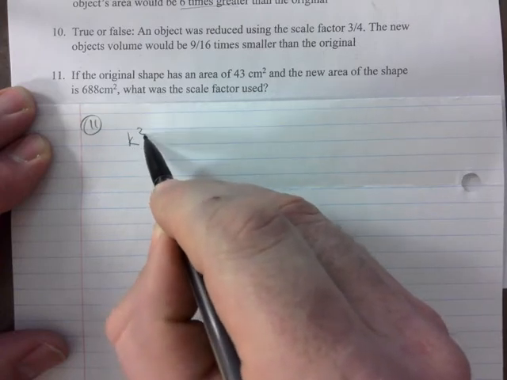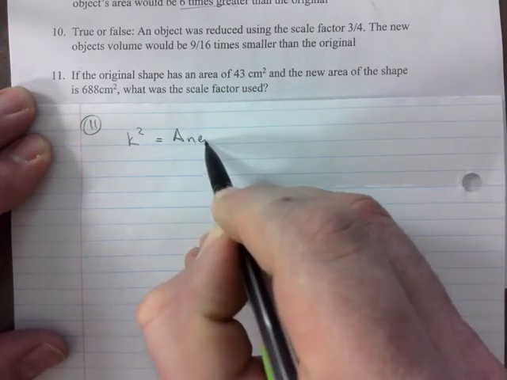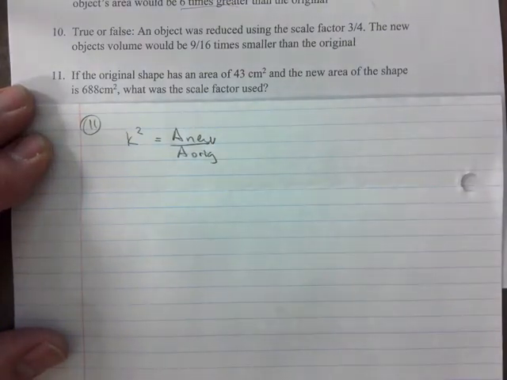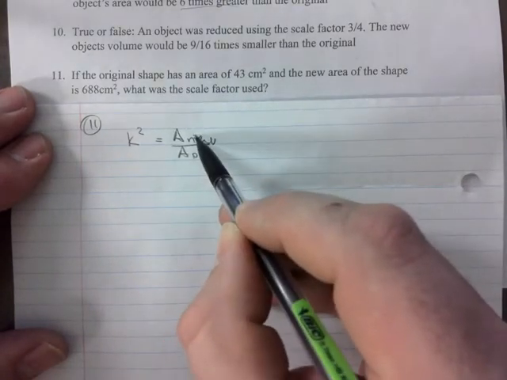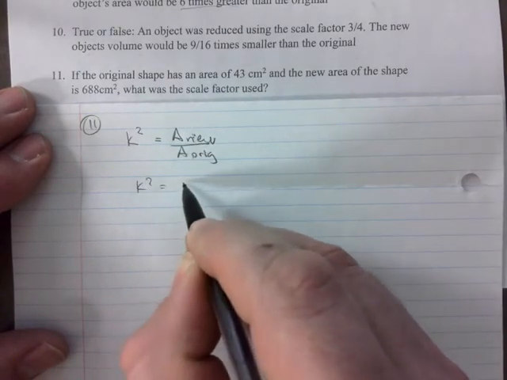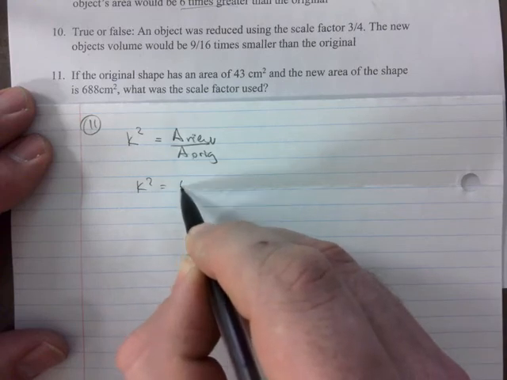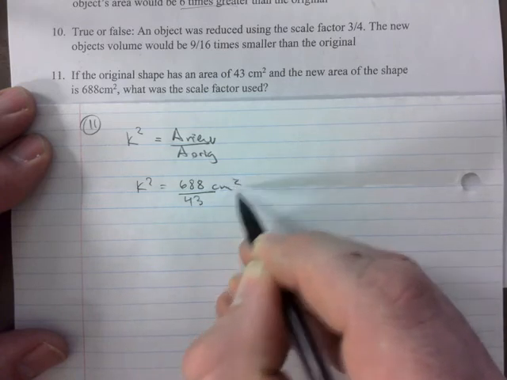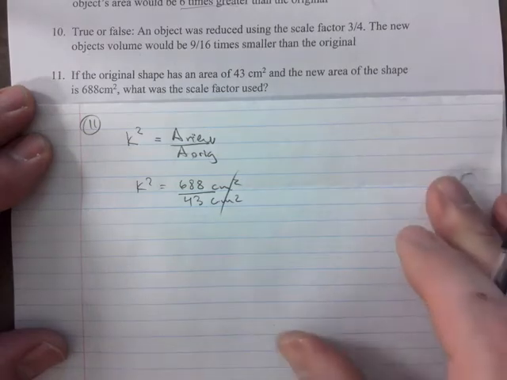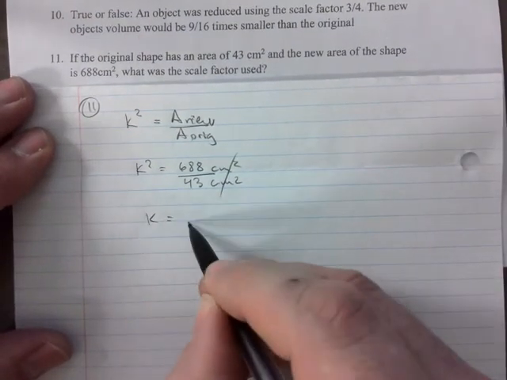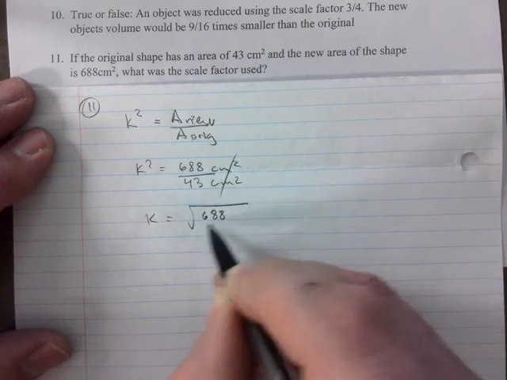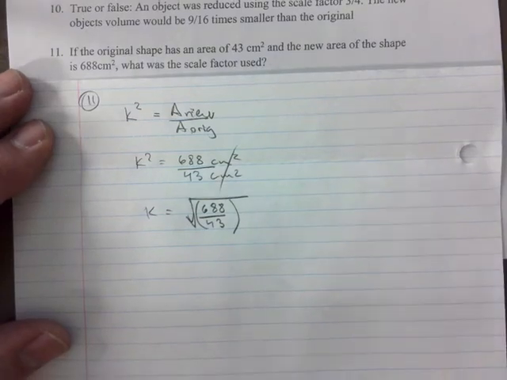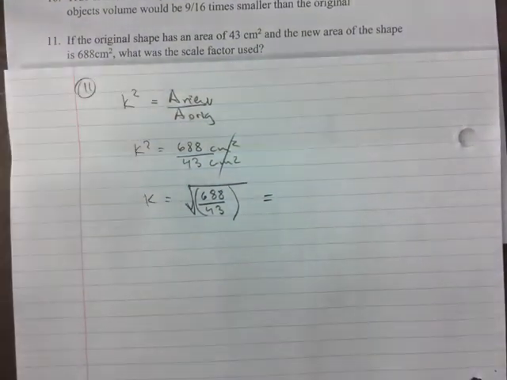Okay, I start with this, that the scale factor is area of new over area of original. I would like you to start with that. And in this case, they give you both of these. So K squared is 688 over 43, and both of them are centimeters squared, which is great. Those just go. So to take the scale factor, you need to square root the whole thing. You got to make sure that's in brackets or else you get the wrong answer. It'd be a shame to get it wrong when you get that far.